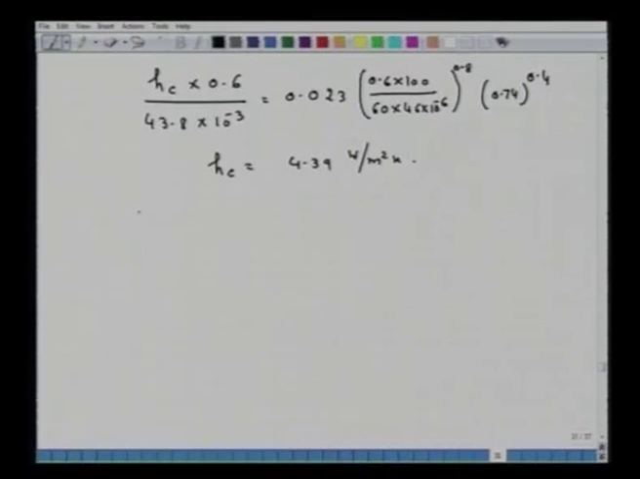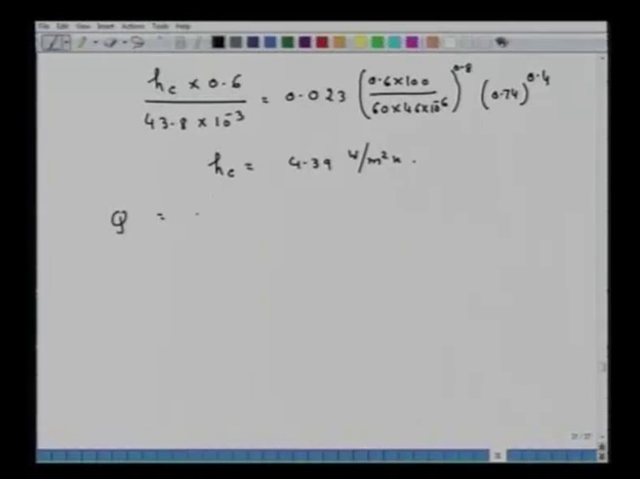Now, if I want to find out the Q, which is the heat loss per running meter, I have to multiply by the area, that is pi d L. So, the heat loss will be equal to 827 watt per running meter. Per running meter, you can find out Q, that will be equal to Hc into 2 pi r L into delta T. So, you can find out from this.